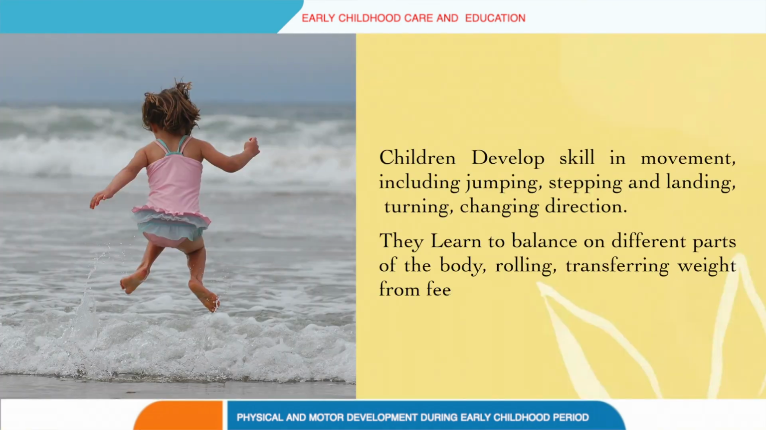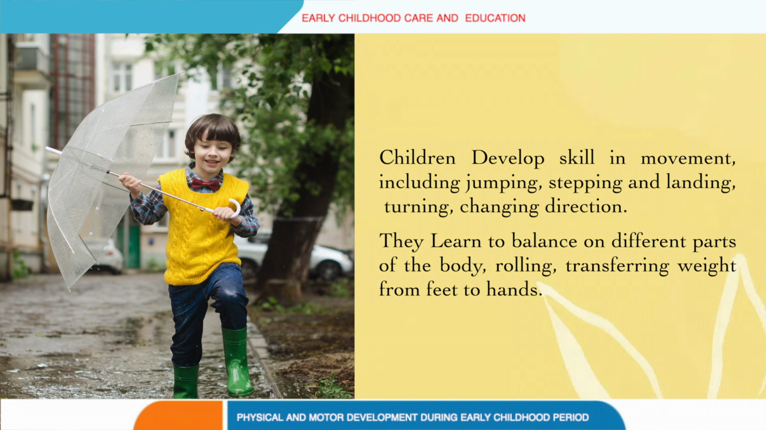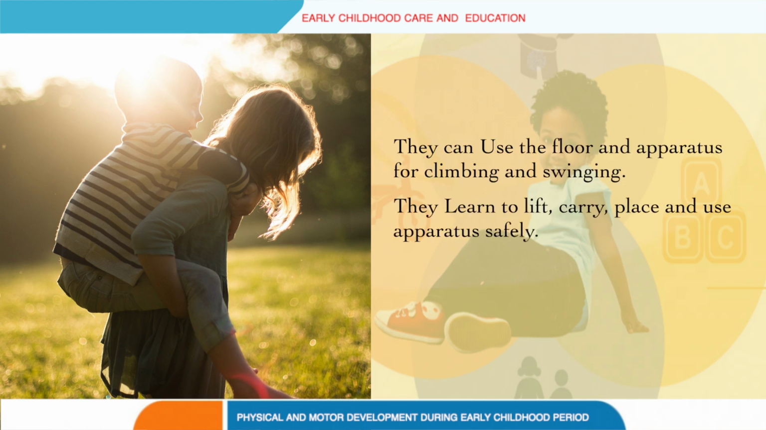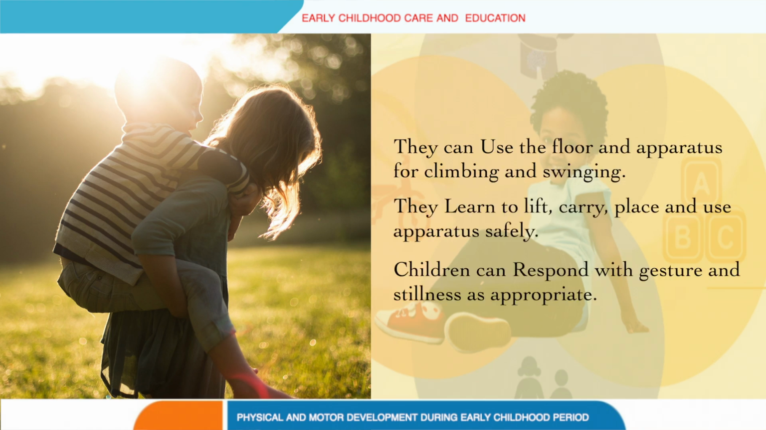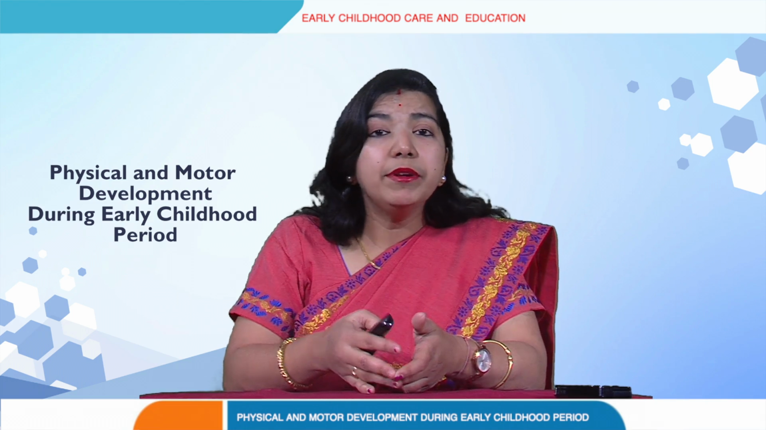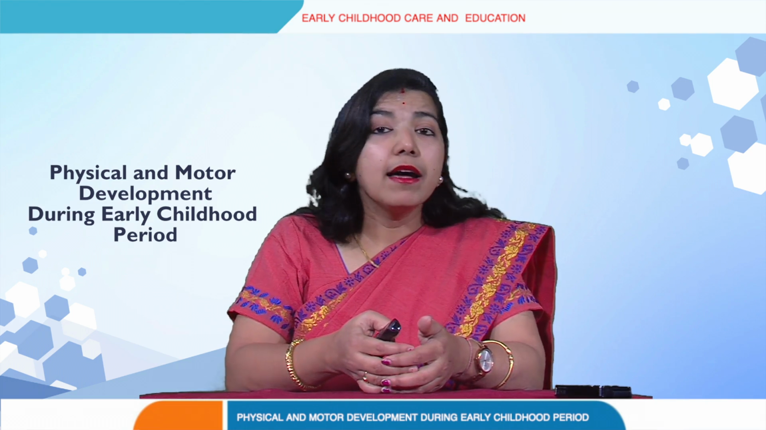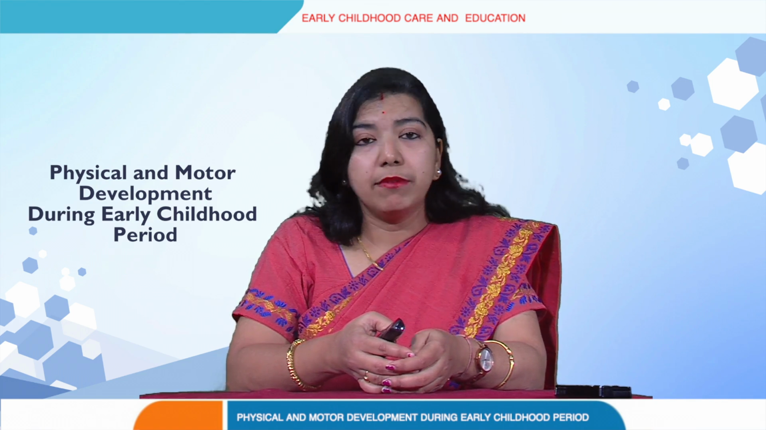Children develop skill in movement including jumping, stepping and landing, turning around, and changing direction. They learn to balance on different parts of the body, rolling over, and transferring weight from feet to hands. They can also use the floor and apparatus for climbing and swinging. They learn to lift, carry, place and use apparatus safely. They can respond with gesture and stillness as appropriate. They can improve their control, and use different shapes, levels and directions for traveling.